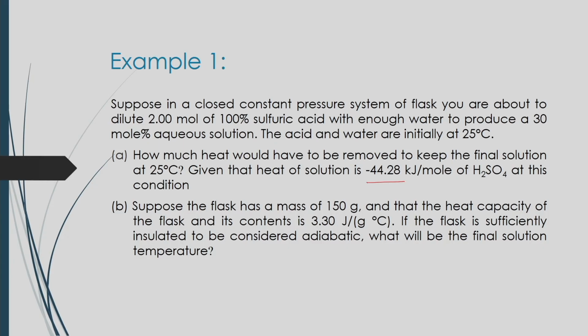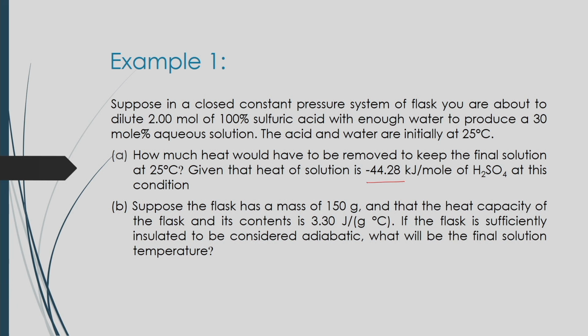Another condition: suppose you supply a flask of mass 150 gram with the solution, and the heat capacity of the flask and its contents is known to you as 3.30 joule per gram degree Celsius. If the flask is sufficiently insulated so that the system is an adiabatic system, in that particular condition you have to find out what will be the final solution temperature.